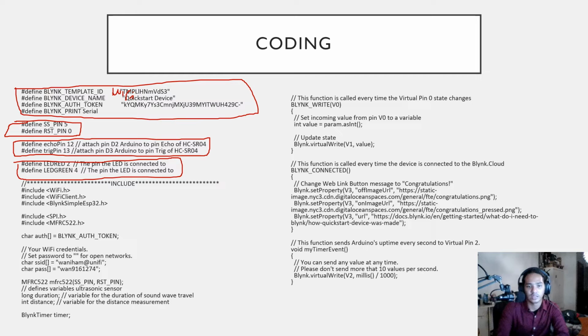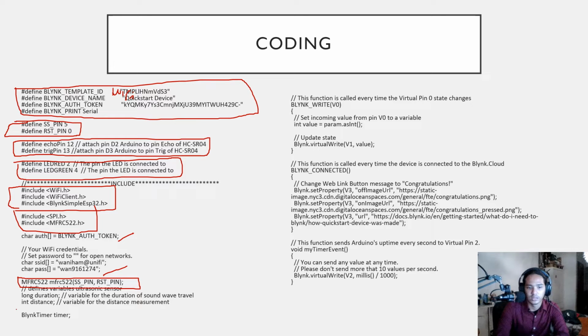First, I will include the libraries. This is for Wi-Fi, and this is also Wi-Fi. This is for my RFID, and I set the access pin and RST pin into the library.